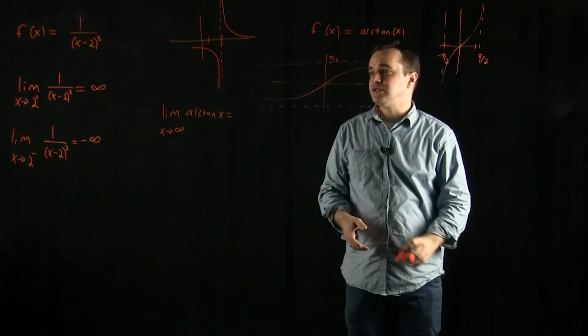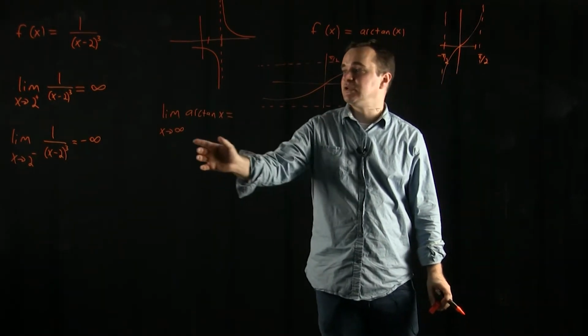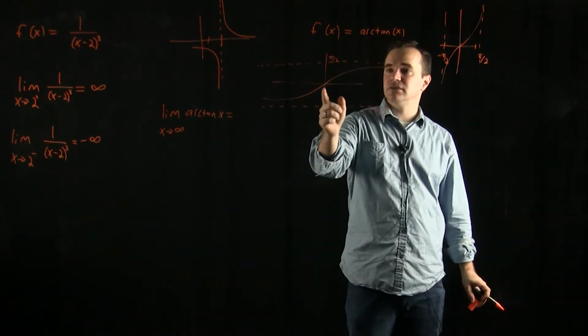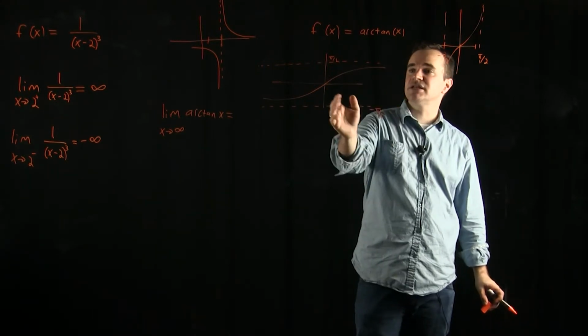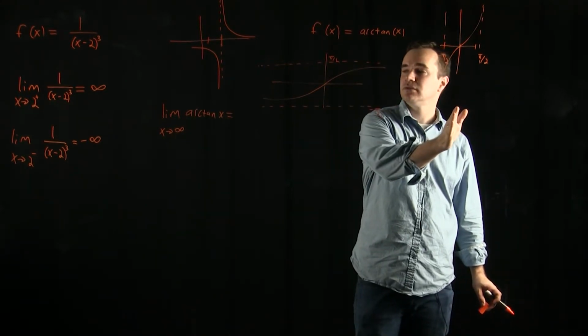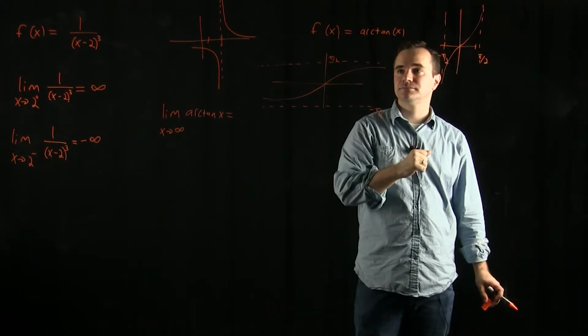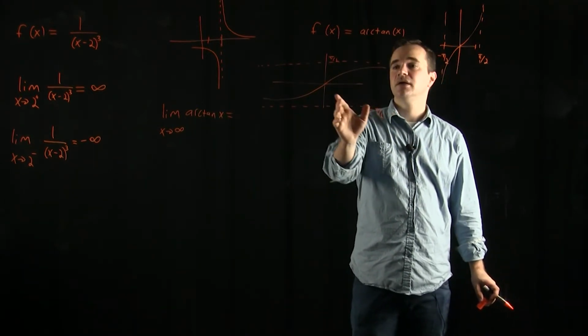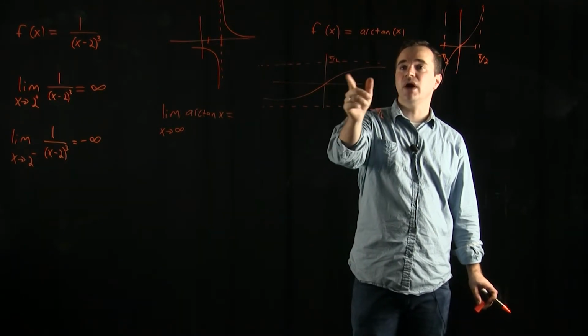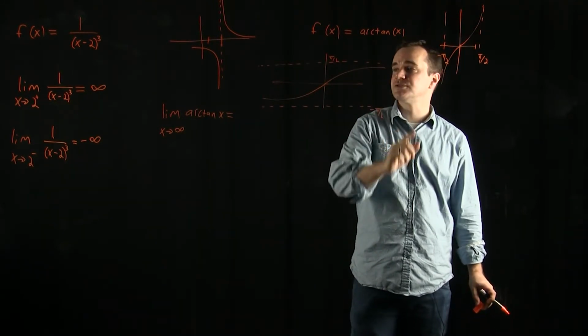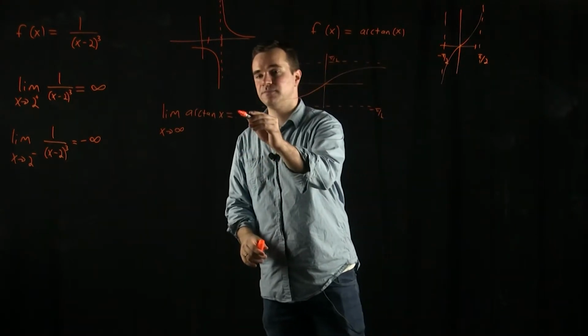And I have to imagine, well, what's that going to mean? As my x values get larger and larger, as my x values grow without bound, are my y values approaching a single value? And the answer is yeah. As your x values grow without bound, your y values are now approaching this horizontal asymptote. They're approaching pi over 2.